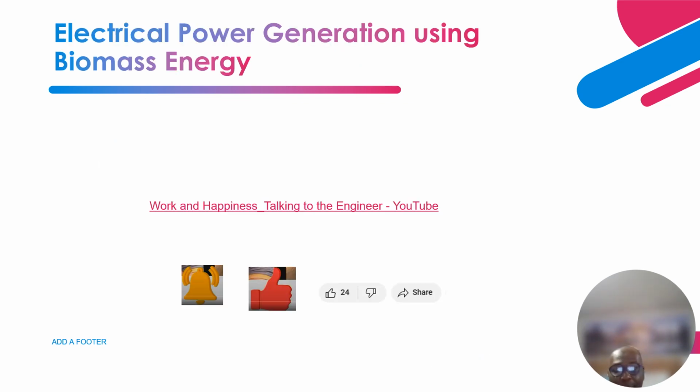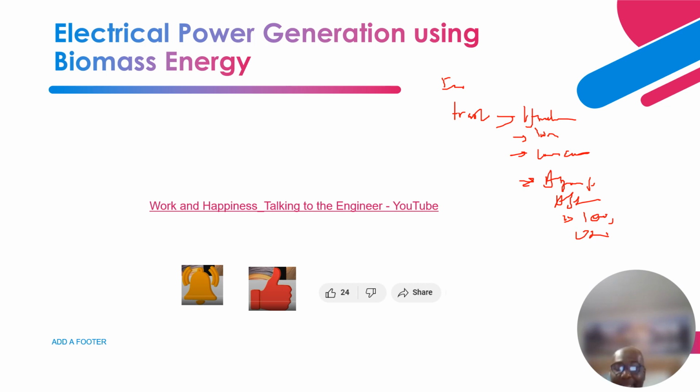So with that, we come to the end of my presentation, and I've given you a presentation of how electrical power generation is achieved utilizing biomass energy, and what the forms of biomass energy are. That is trash: trash from households, trash from industrial facilities, trash from commercial facilities, trash from agricultural facilities after harvesting. The leaves, the corn, the husk, all of these are forms of biomass energy.